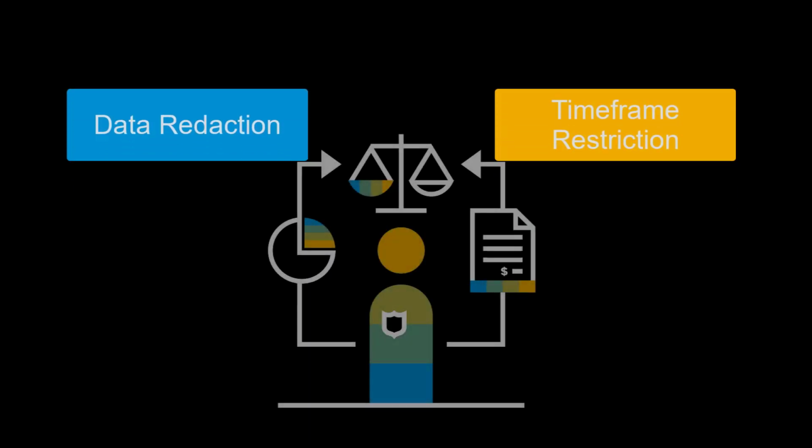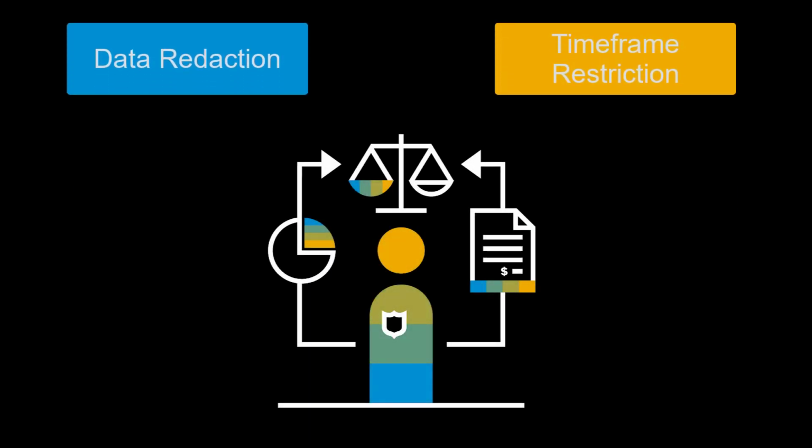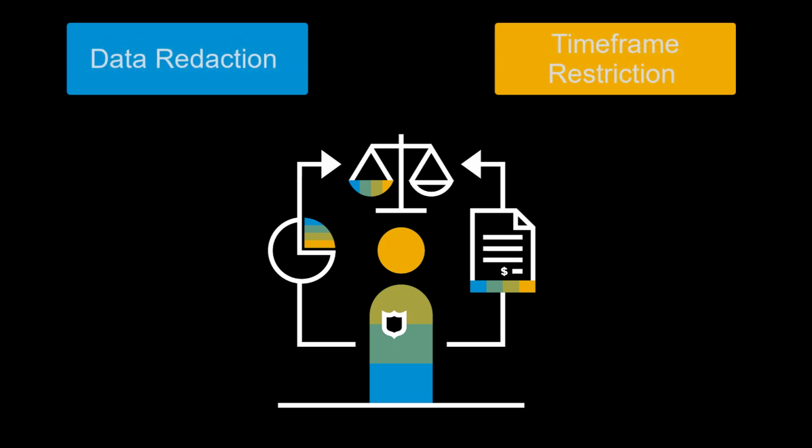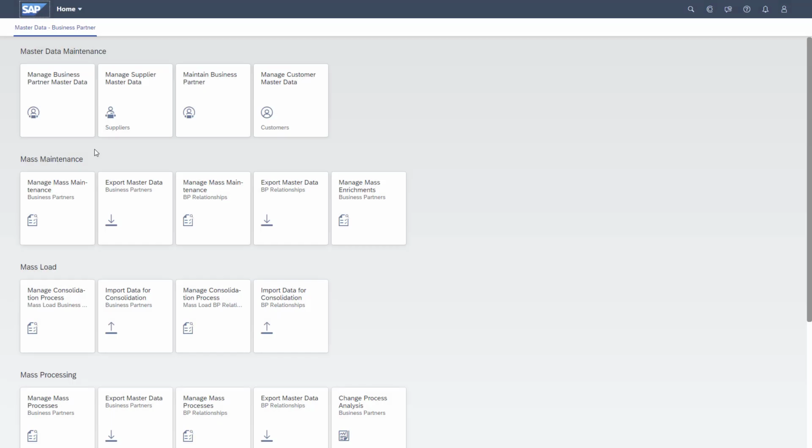For the data redaction and timeframe restriction to function properly, you have to configure your external auditor users as shown here. To make it easier, we've added bookmarks to this video to take you to the timestamps where the configuration steps are shown. You can follow this link whenever it appears on the screen to see either the redaction or the timeframe restrictions, respectively. Let's do the data redaction scenario first.